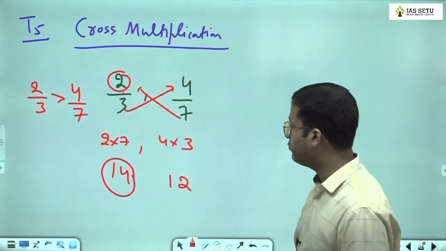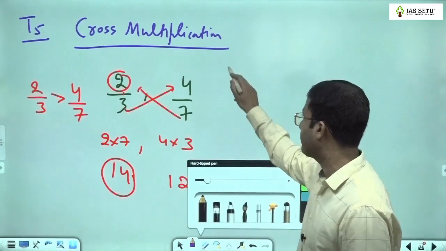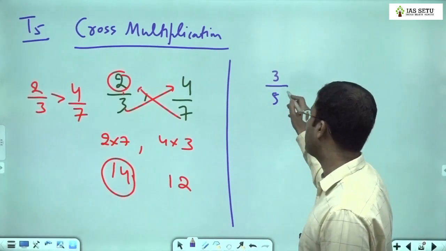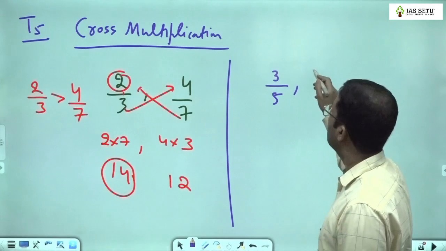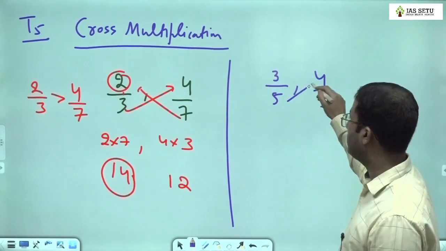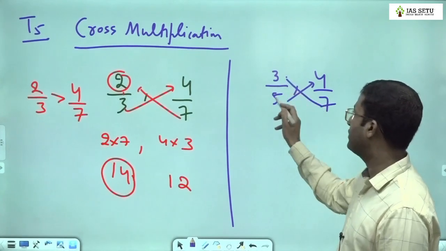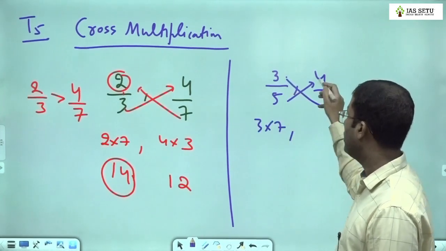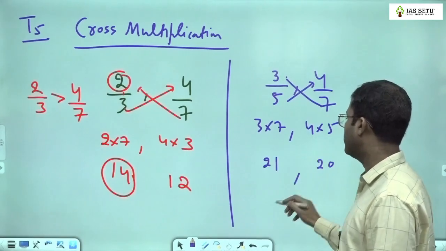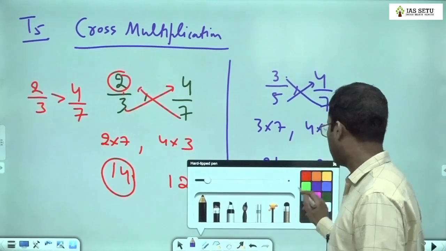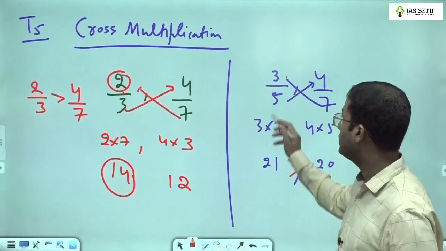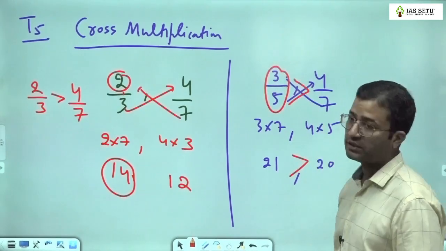Let me take 2-3 more examples so that you can understand. Like for example, 3 by 5 and 4 by 7. We cross multiply. You take 7 this side, so it is 3 into 7. You take 5 this side, 4 into 5. This is 21, this is 20. So can we say 21 is larger than 20? Yes. So 3 by 5 is larger than 4 by 7.